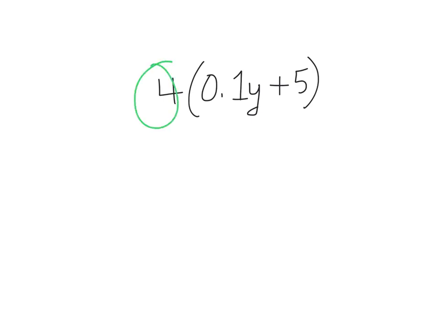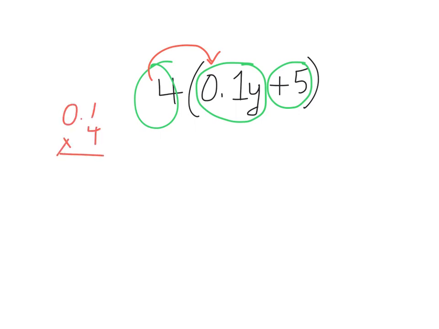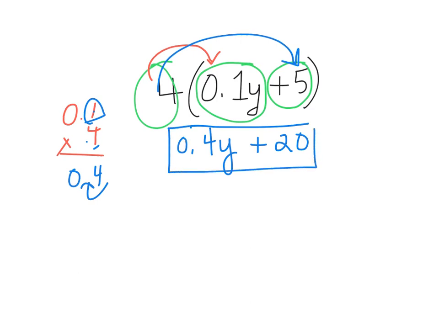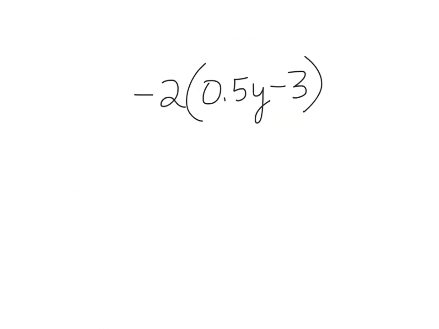Okay, let's recognize what we have. We have a 4, 0.1y, and a positive 5. 4 times 0.1 is going to be, I'm going to go 0.1 times 4. I'm going to set up this way. It's just easier for me. 4, 0, 1, or just one spot there, so 0.4y, and 4 times 5 is 20, a positive 20. Put the 0 in front of here so it looks like a decimal. 0.4y, 0 4/10 y. You just have to be careful with the decimals and make sure you're putting them in the right spot.